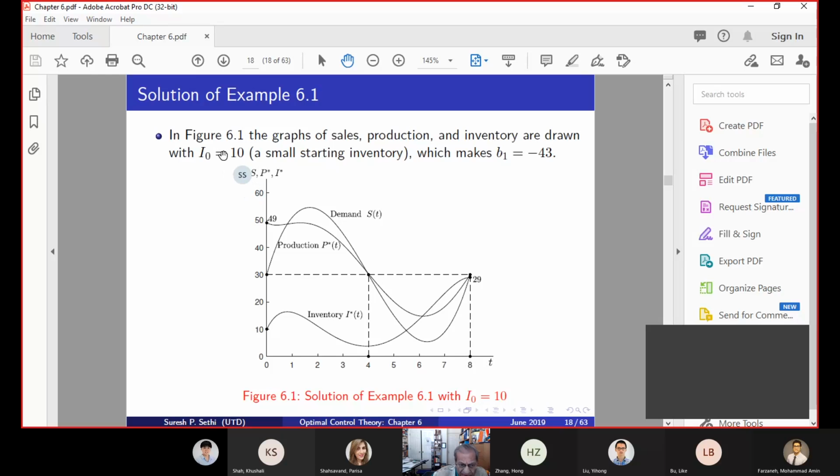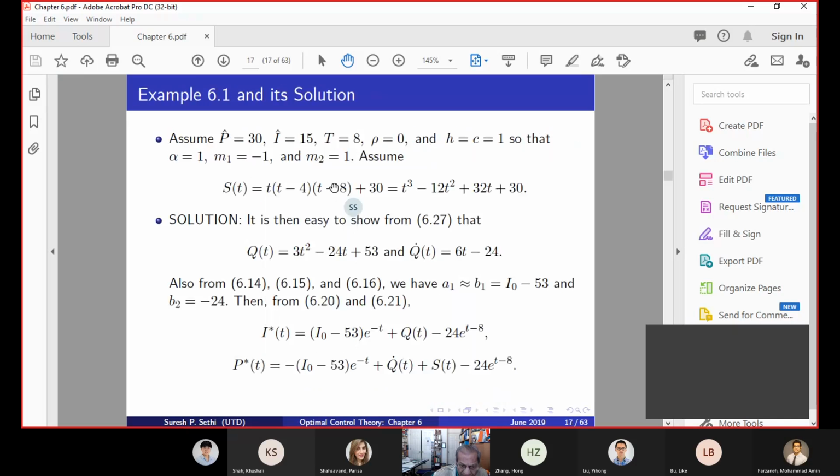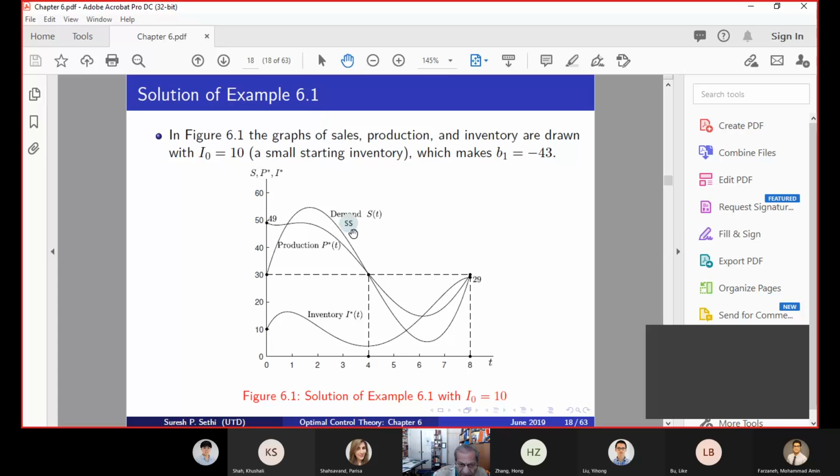So if I give you an inventory of 10 and I graph these formulas, you see the following thing happens. The demand is given by this curve. Not sinusoidal, actually the demand is given by a polynomial, which is 0 here and 0 here. Since I have a very low inventory and very high demand, I have to produce some quantity in order to catch up with this demand.